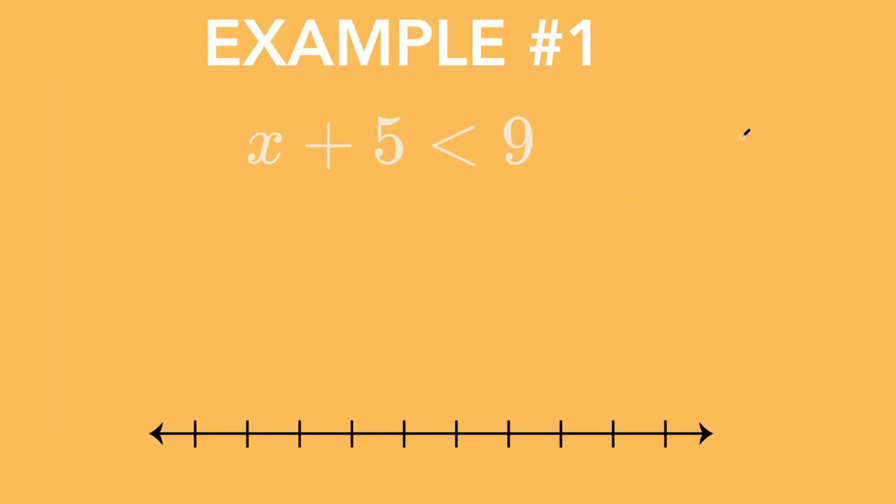Let's get started. Our first example here is x plus 5 less than 9. In order to solve inequalities, you can treat them as basic algebra questions, and you can basically think of the inequality symbols as an equals sign. In order to solve this question, first let's try getting x by itself, so we should subtract 5 on each side. This leads us to x is less than 4.